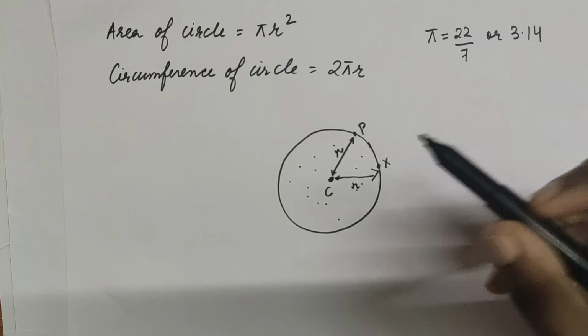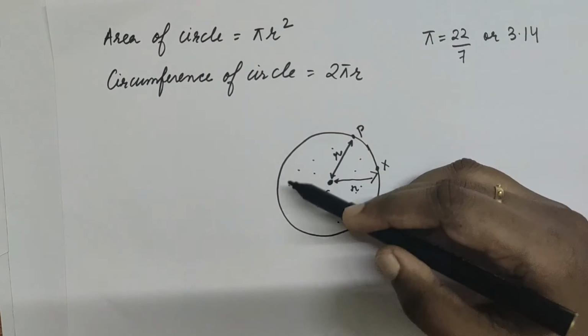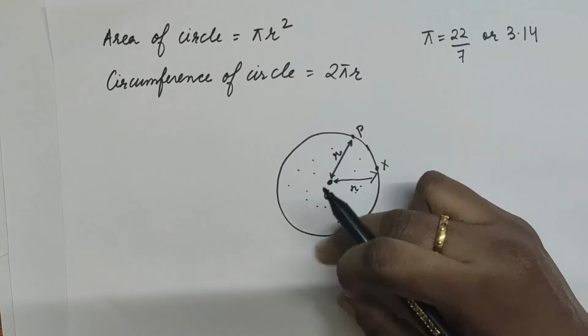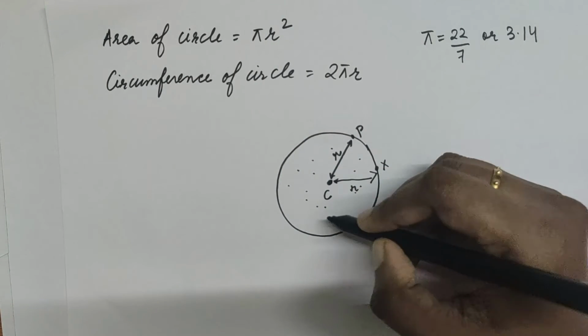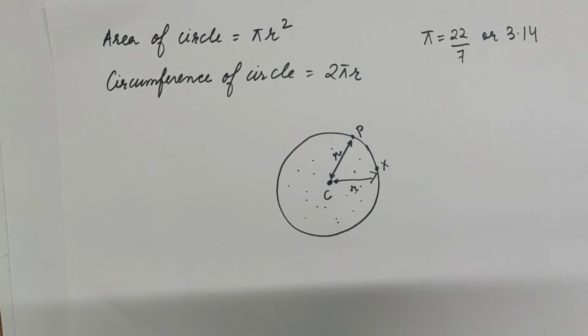I would like to quickly tell you again that the circumference is this whole boundary, the length of this whole arc, or you can say the distance around a circular region. This is the circumference, and area is the place covered inside this circular region.